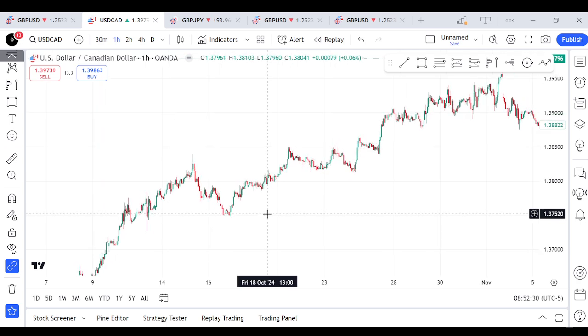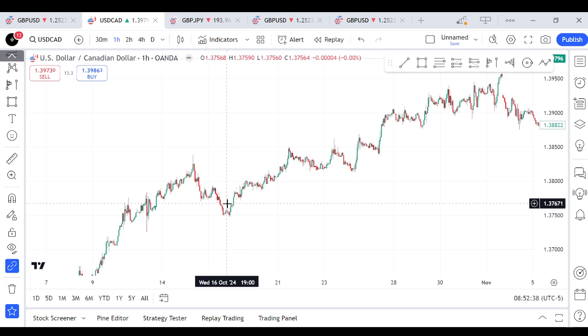So first, let's understand the volume profile. The volume profile is a technical tool that shows you the amount of trading activity at different price levels over a specific time period. So I'm just gonna include that.